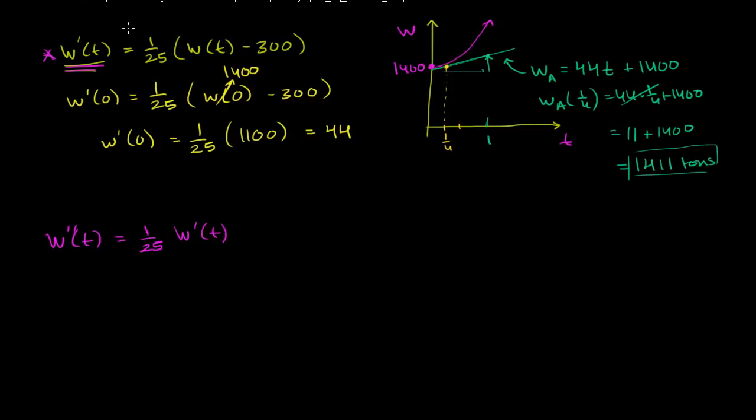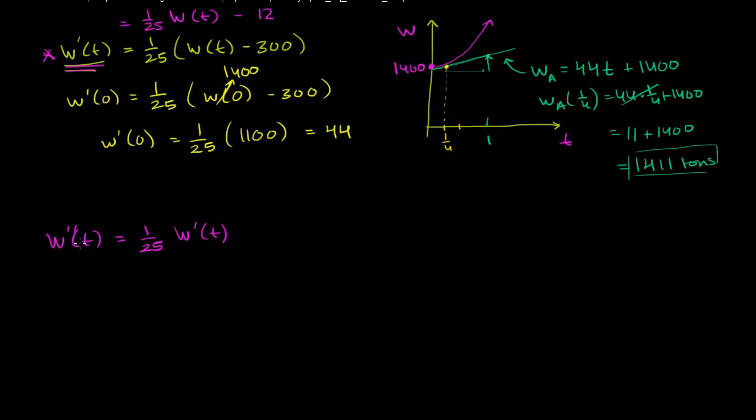And let me make that clear. This is the same thing as 1/25 w as a function of t minus 12. 1/25 of 300 is 12. And you take the derivative of this, you get 1/25 times the first derivative of w, and then the derivative of this with respect to t is just 0. A constant obviously does not change with respect to t. And so we get this right over here.